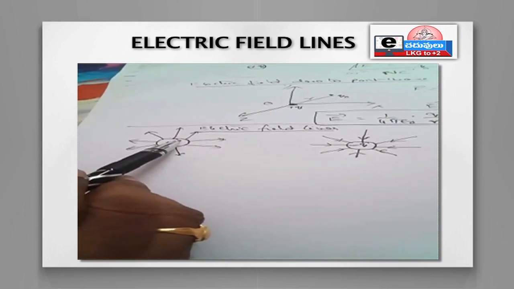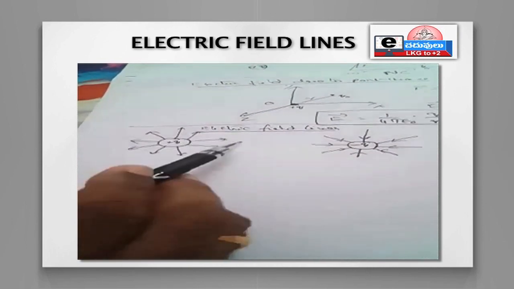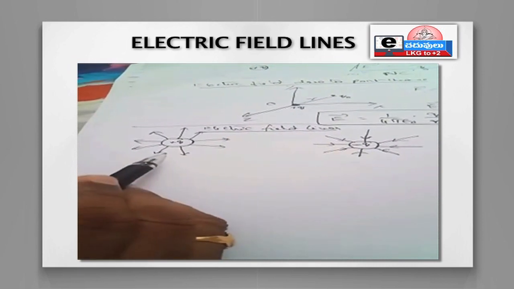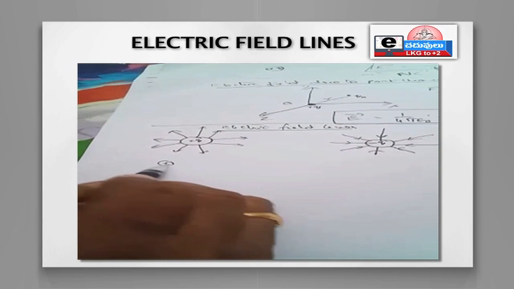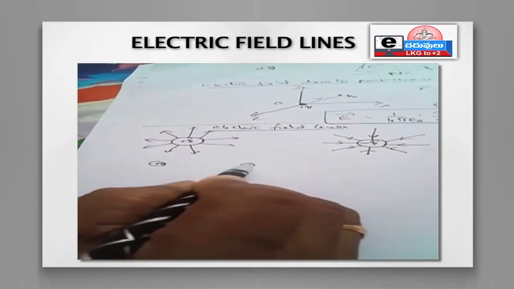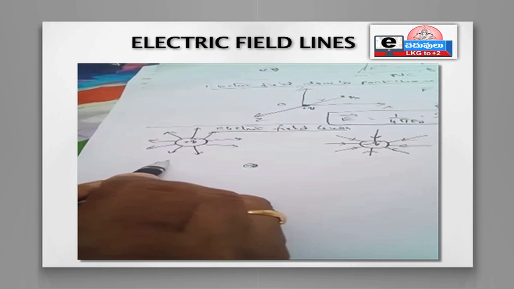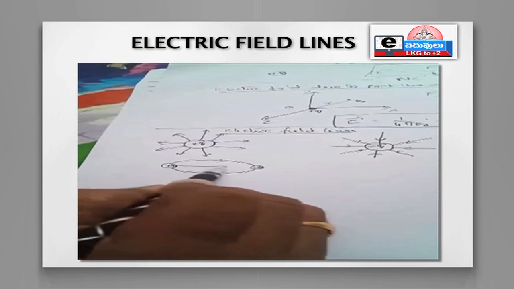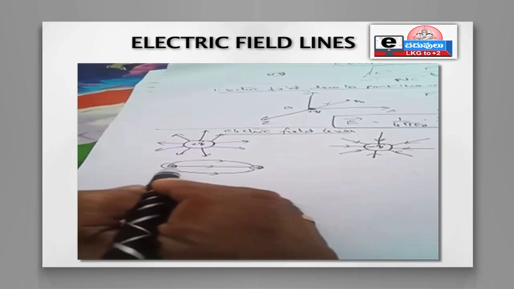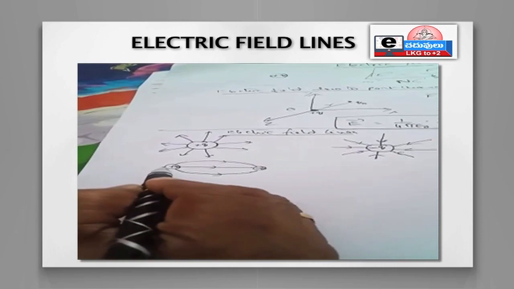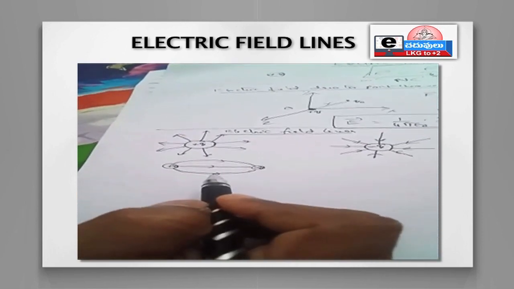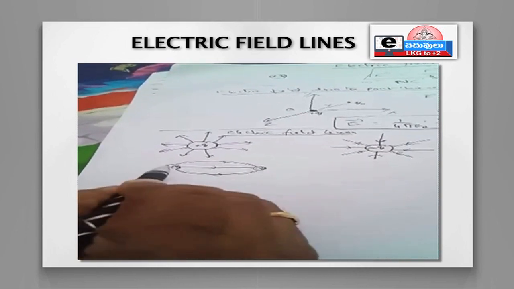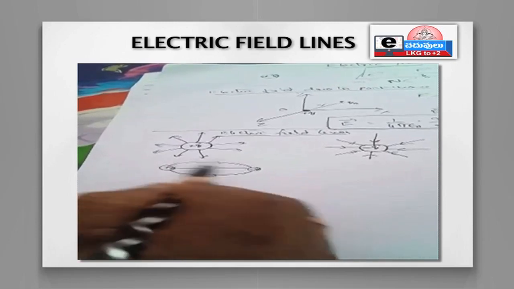These electric field lines are discontinuous lines. What do you mean by discontinuous lines? I'll show you in the next figure. If I take a positive charge here and a negative charge here, they are moving from positive to negative like this way, and there is no other way around. That means in the opposite direction there are no field lines. It is only a discontinuous line from here to here, that's all, not continuous lines.